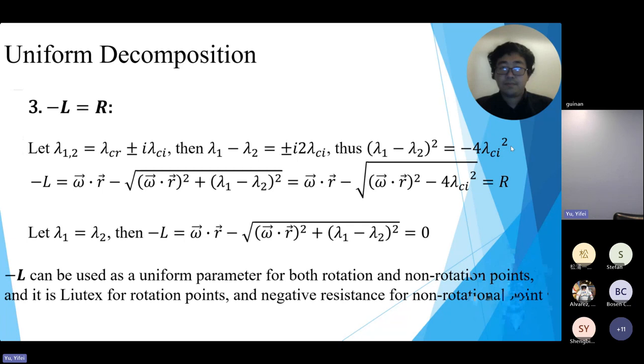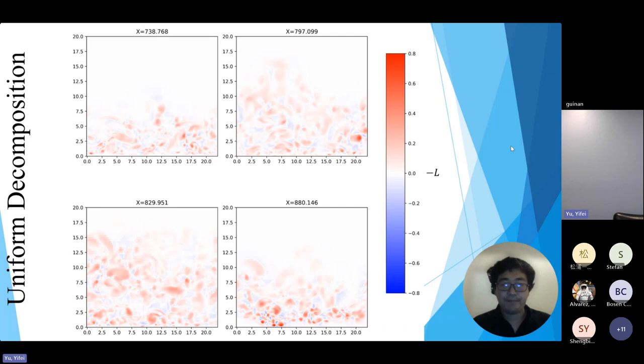Here, let's look at some contour plots from our DNS data. The value is negative L, which we just talked about. The red part stands for the Liutex magnitude, and it is positive. And the blue part is negative, standing for negative resistance for a non-rotational point. The negative value does not stand for rotation in the opposite direction. It means how strong a rotation we need to impose on this non-rotational point to convert it into the second case, which is about to rotate.